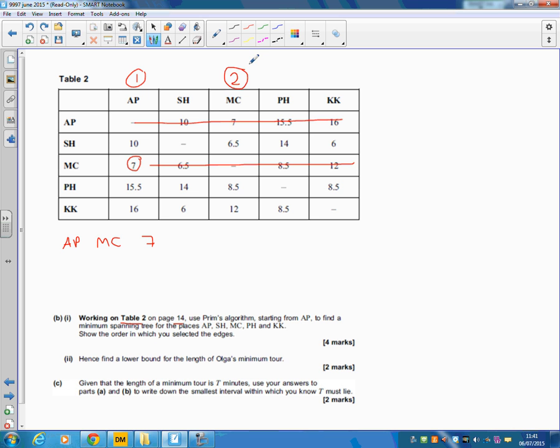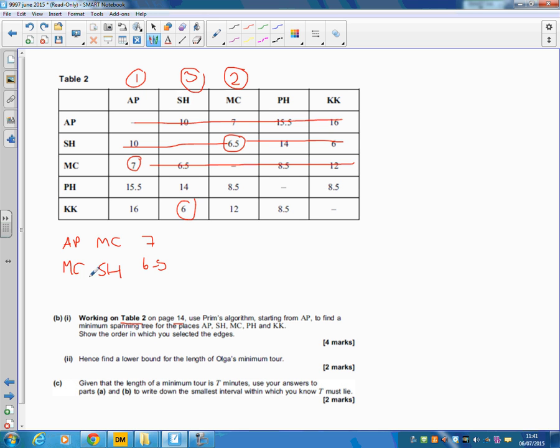So now, rather than just looking down the second one, we're looking down both of these. Both of the ones we've already added on, we're going to pick the shortest from there. So we've got a choice of these numbers here, and the shortest is 6.5. So we'll write down what our shortest was. It was MC to SH, and that took us 6.5. So that means that SH was our third one added, and we don't need to add it anymore, so we can cross it out. We're now looking down all 3 columns.